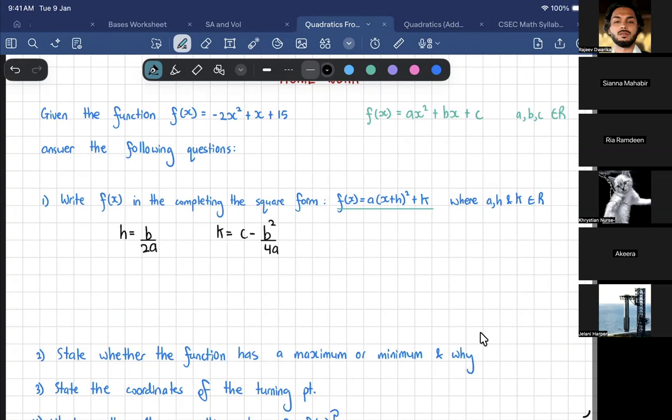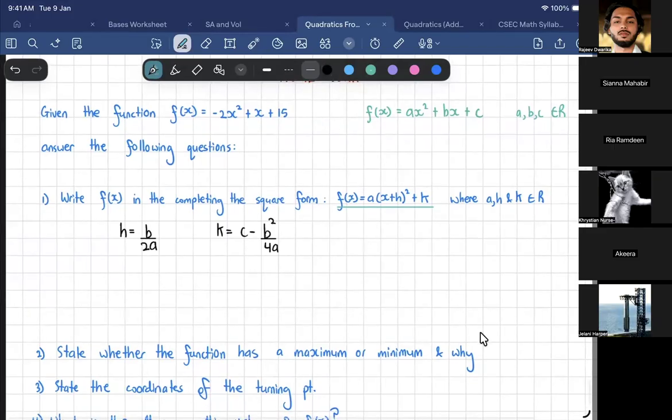That is over 4a, not 4. And that's not b2. You see how the 2 is a small 2 above the b? That means b to the power of 2, which means b squared. That's not b2, that's b squared. Understand? Yes, sir. I forgot for a second, my bad.